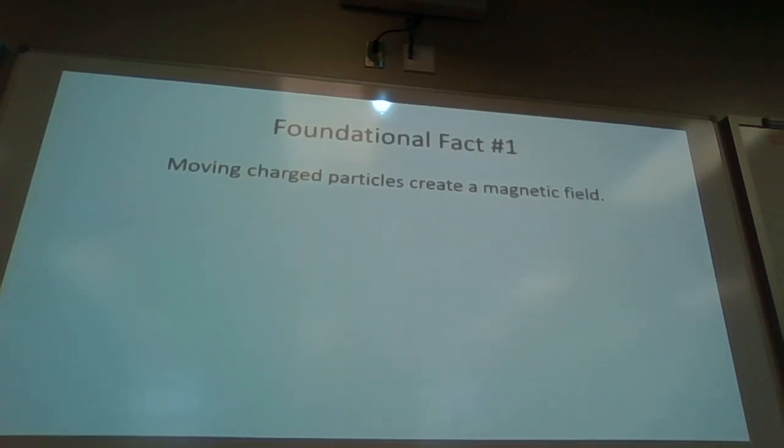foundational fact number 1. Moving charged particles create a magnetic field. This is foundational fact number 1. I'm not going to check it, but you will need to know it.